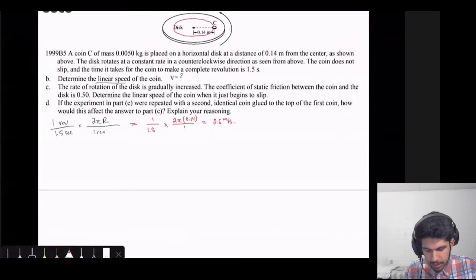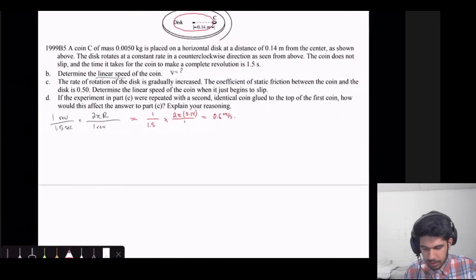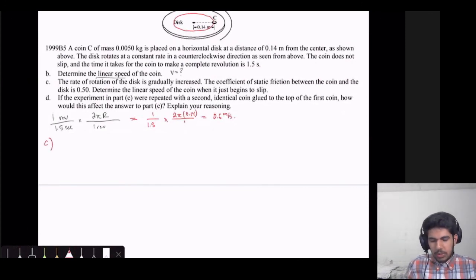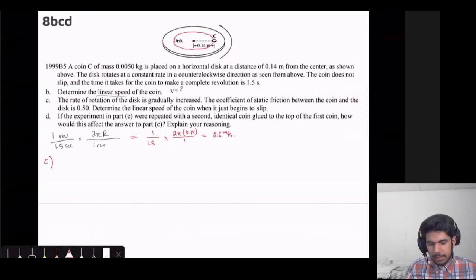Okay. So now, let's look at part C. So now the disk has an increased rate of rotation. And we're given the coefficient of static friction.